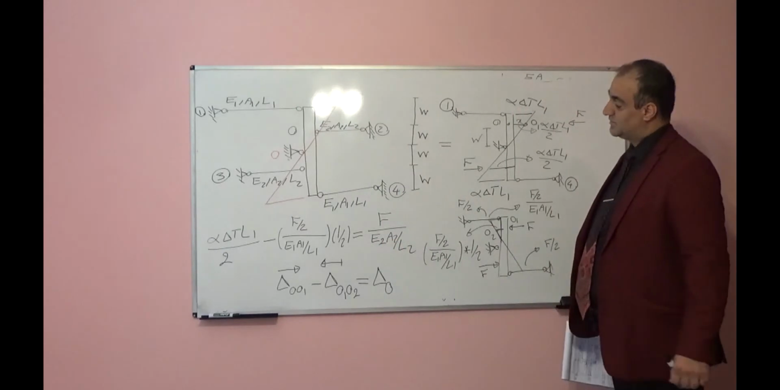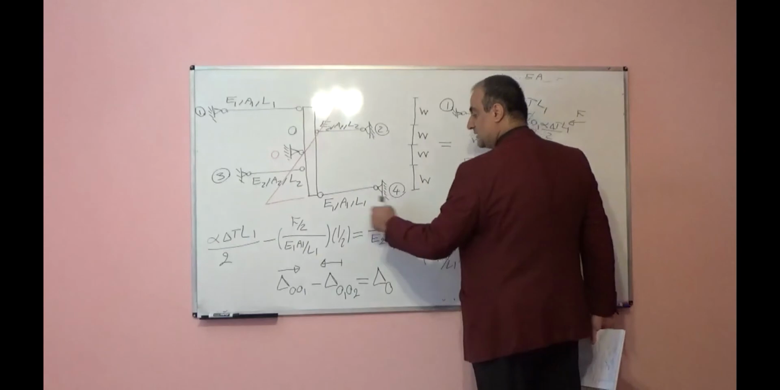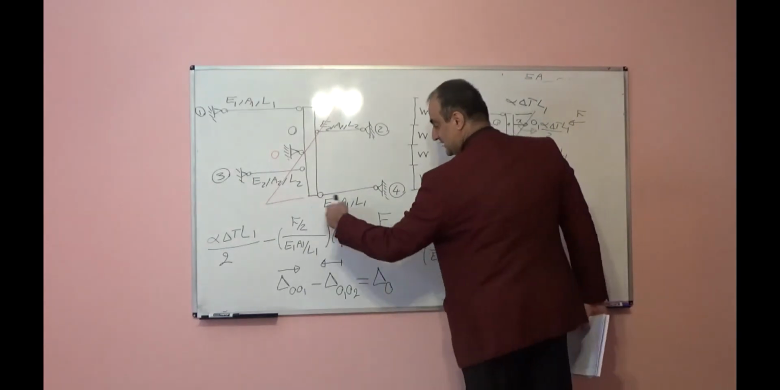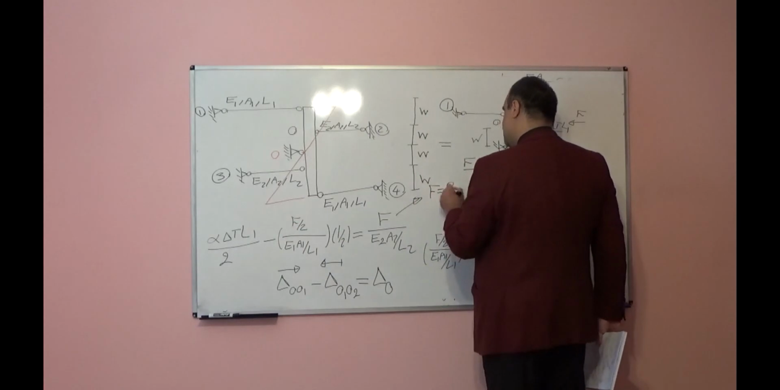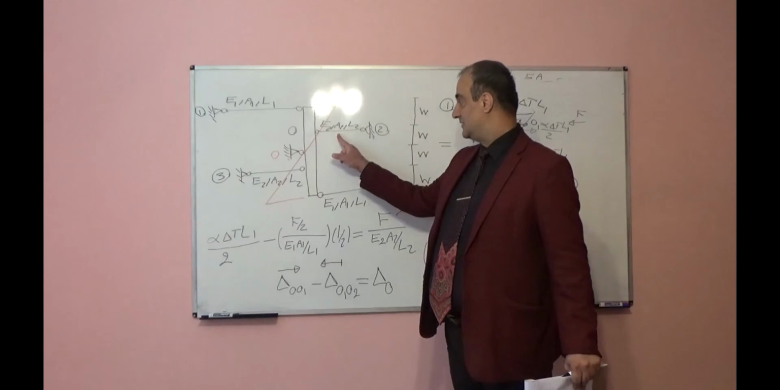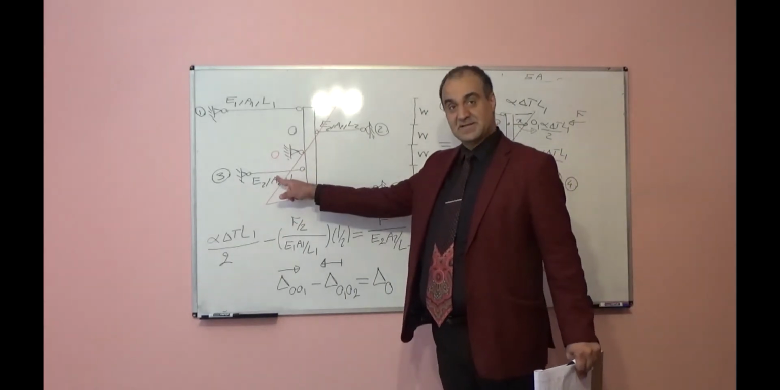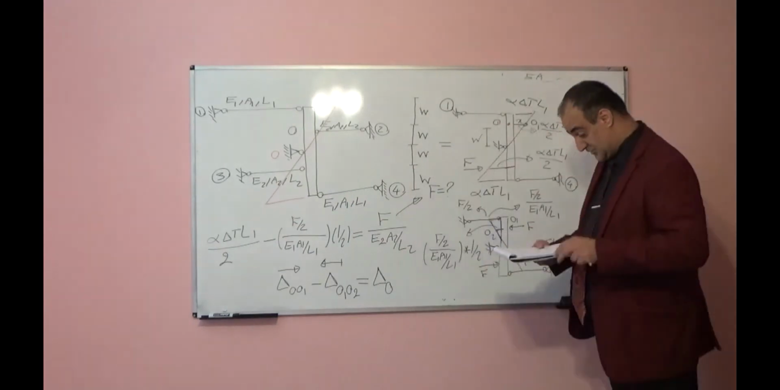From here, you have one equation and one unknown, F, so you can take this term to the other side and find the internal force in this member. The internal force in this member will be F. In this member, because of symmetry, it will be F. In these two members it will be F over 2.